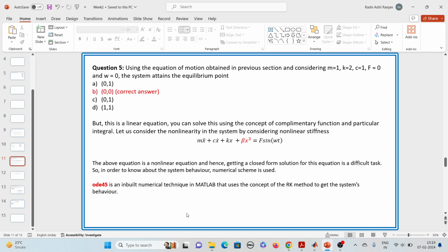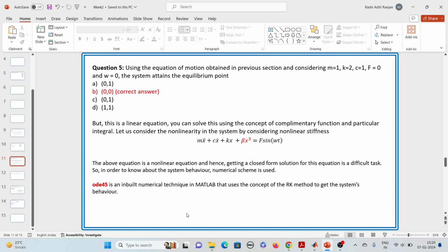In case of a linear equation, you can just solve it by using the concepts of ordinary differential equations, and you can get the solution in terms of complementary function and particular integral. From that closed form solution, you can get how the system is going to behave for particular values of the parameters m, k, c, capital F and omega, and for a set of times, whatever you want. But what if there is some nonlinearity in the system? Can you get the closed form solution? Yes, you can, but the problem is that it becomes difficult. In case of linear systems, it is easy to get the closed form solution.